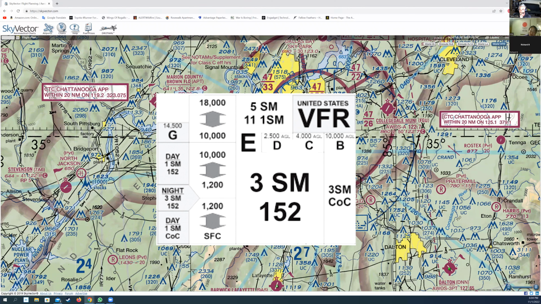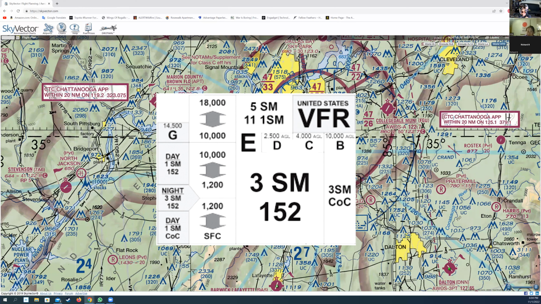Now, why do we make a distinction between Class G and Class E airspace? What's the major difference as far as we're concerned? Is that the distance we have to maintain from clouds? Yes, exactly. And the visibility. So what is the visibility requirement in Class E airspace below 10,000 feet? Is it 3? Yes, very good. Exactly.